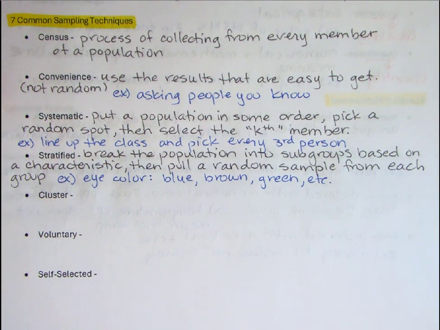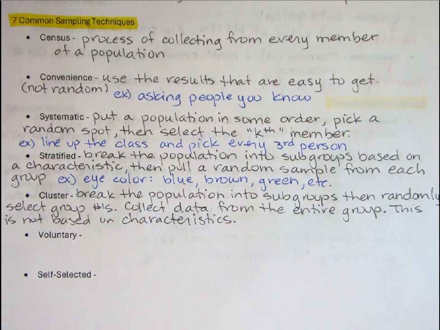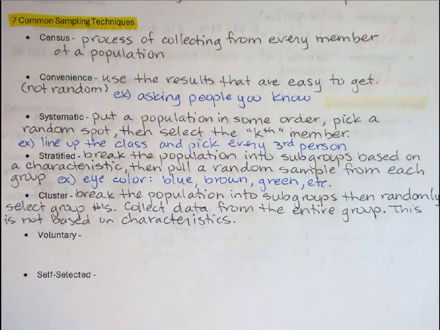A cluster sample is another sampling technique. With a cluster sample, you also break the population into subgroups, and then you randomly select a group number, but in this case, you will collect data from the entire group. This is not based on characteristics.